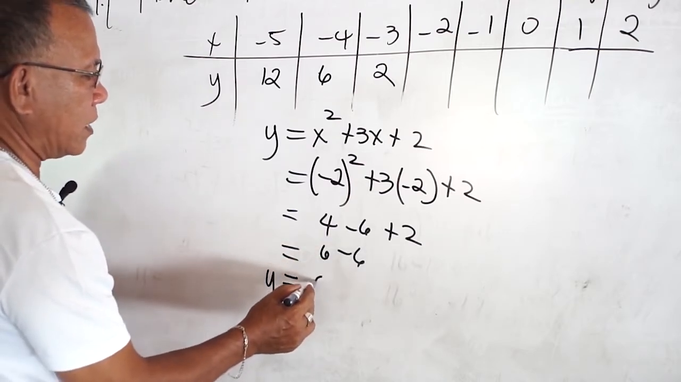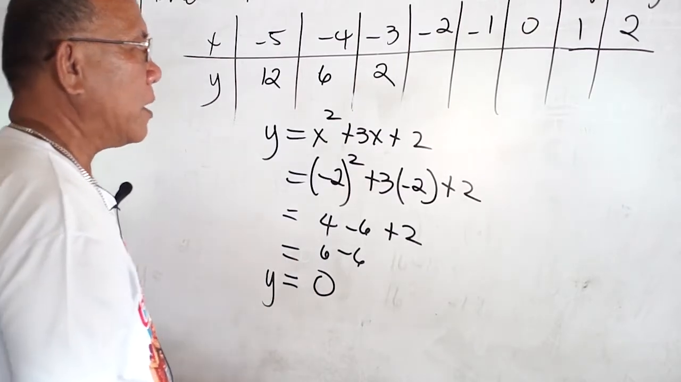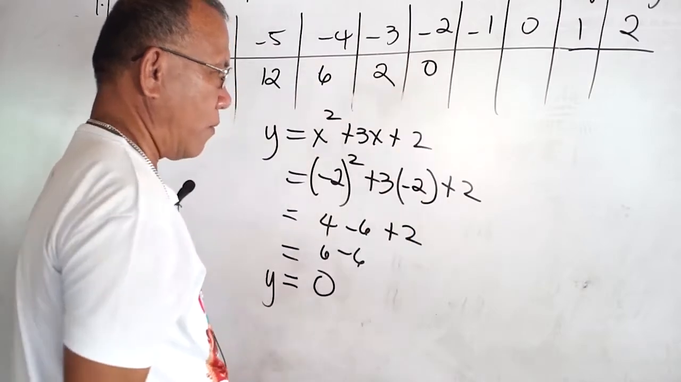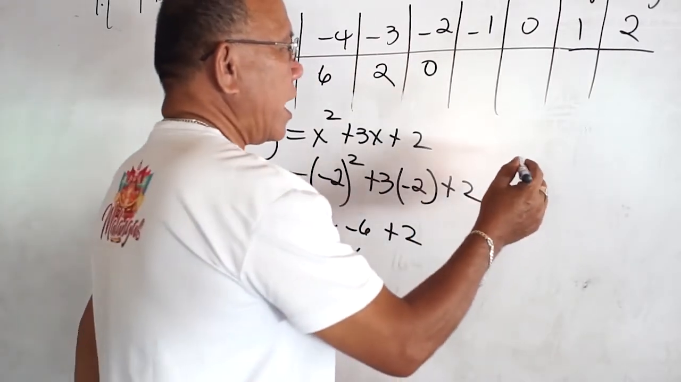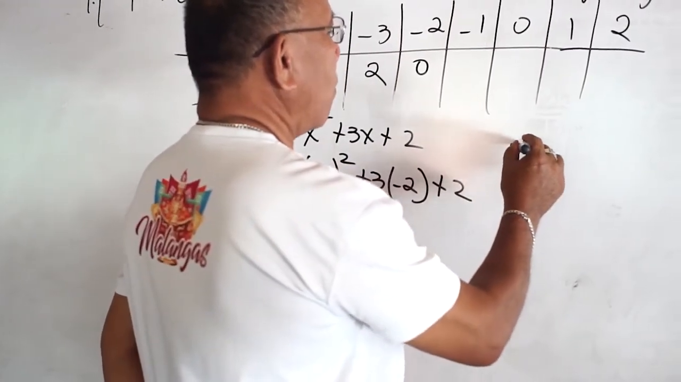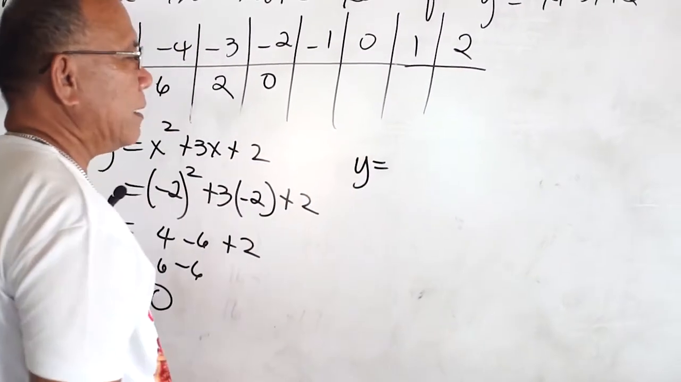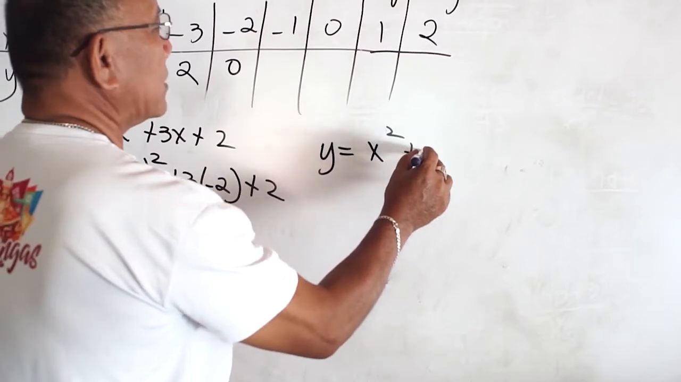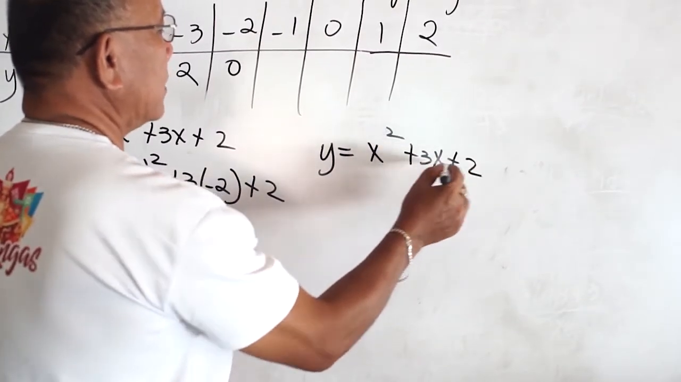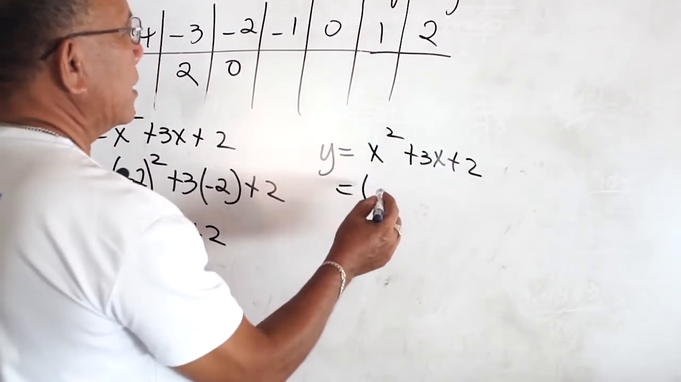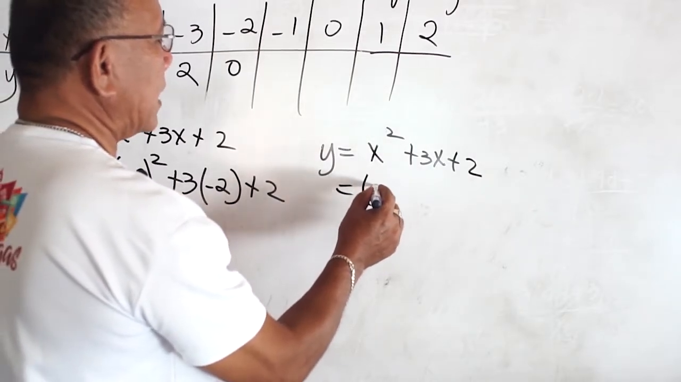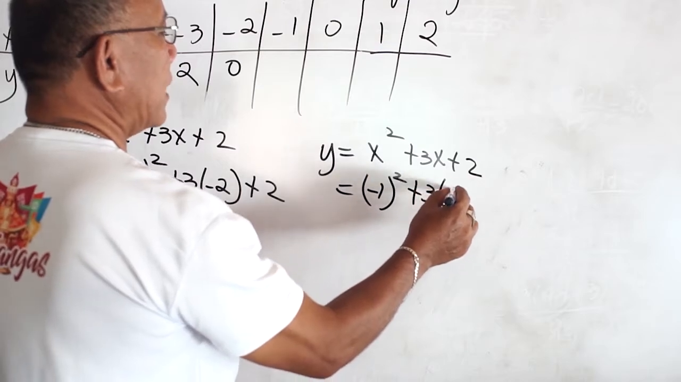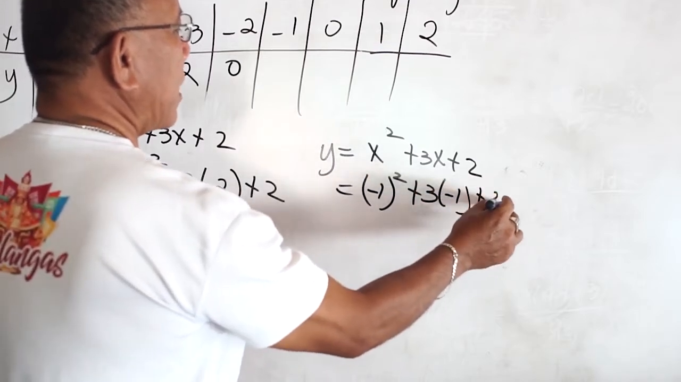The result is 0. So we have the ordered pair negative 2 and 0. The next, if the value of x is negative 1, then we have the equation y is equal to x squared plus 3x plus 2. Then simplify. So we have negative 1 squared, plus 3 multiplied by negative 1, then plus 2.